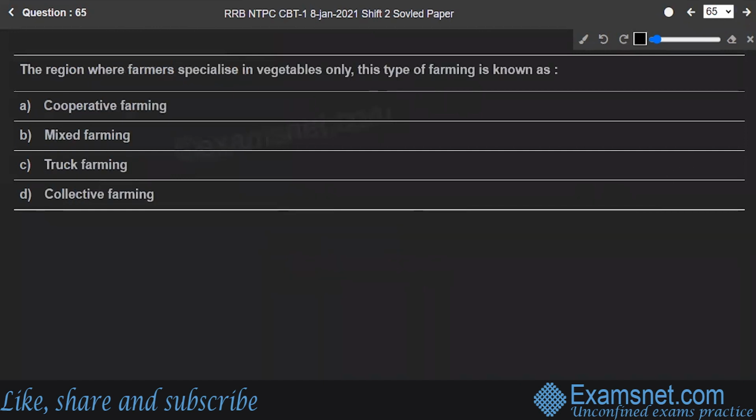Option D. Next is question number 65. The region where farmers specialize in vegetables only. This type of farming is known as corporate farming, mixed farming, truck farming, or collective farming. Well, this is known as truck farming. Farmers specialize in vegetables only. It is called truck farming.